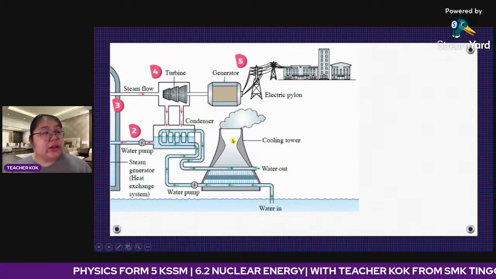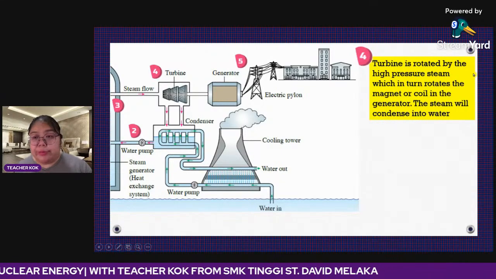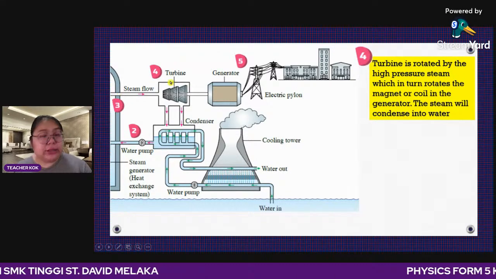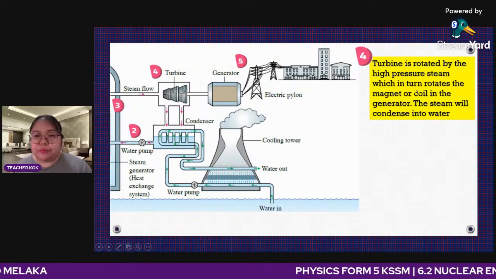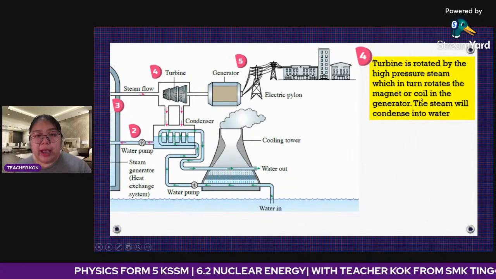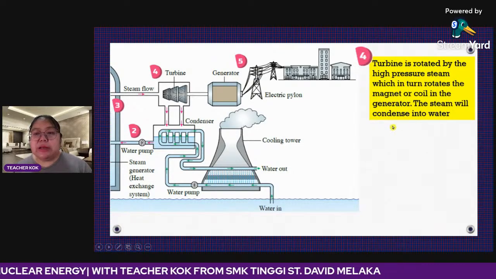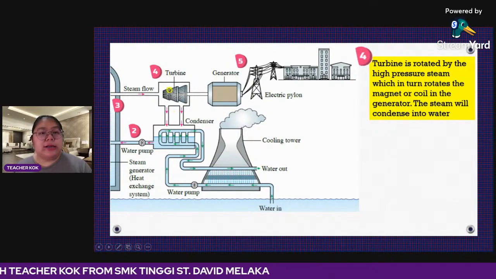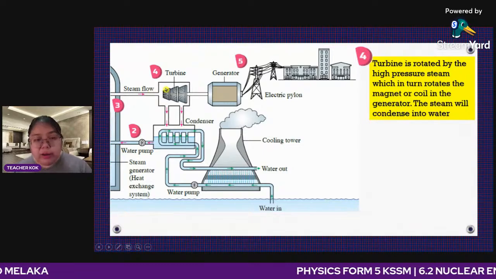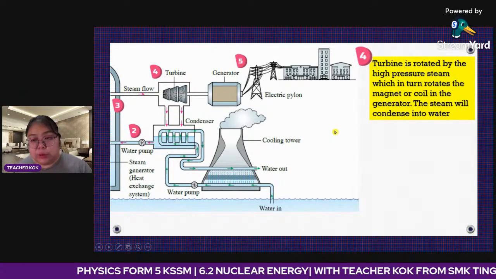Okay, now this part is the generator part. Let's see part 4. The turbine is rotated by the high pressure steam. The high pressure steam goes straight to the turbine. After that, it turns and rotates the magnet or coil. Either magnet or coil rotates in the generator. Some of the steam, after turning the magnet or the coil, will finally condense again. The steam condenses back into liquid.